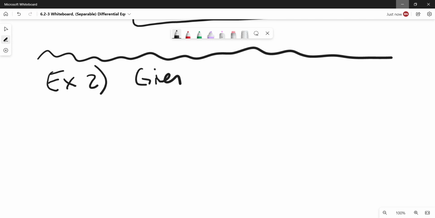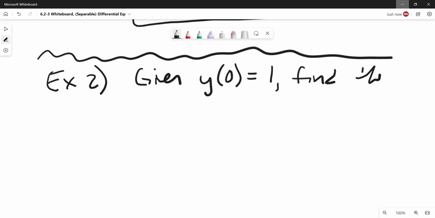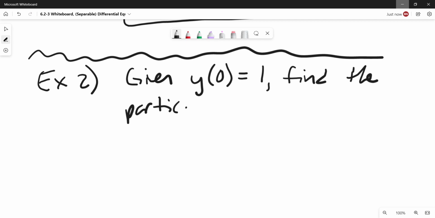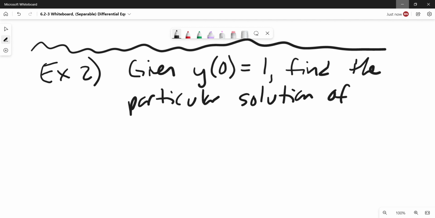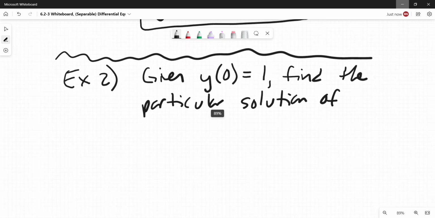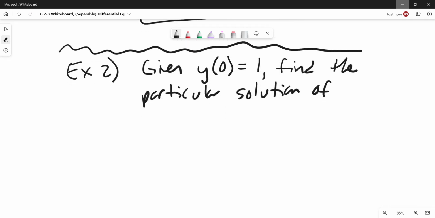Given the initial condition y of 0 equals 1, find the particular solution of this big ol' thing. Hold on to your hats. I think I can make that a little smaller.